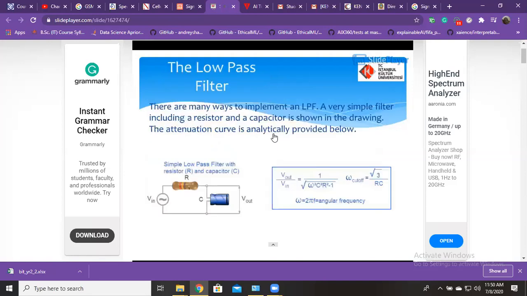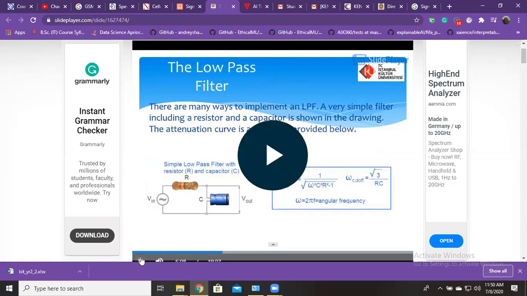The low pass filter. There are many ways to implement an LPF. A very simple filter including a resistor and a capacitor is shown in the drawing. The attenuation curve is analytically provided below.